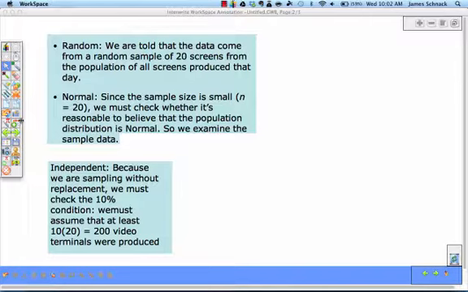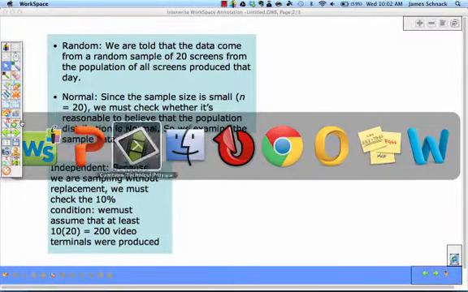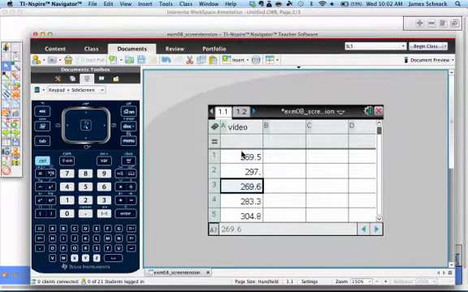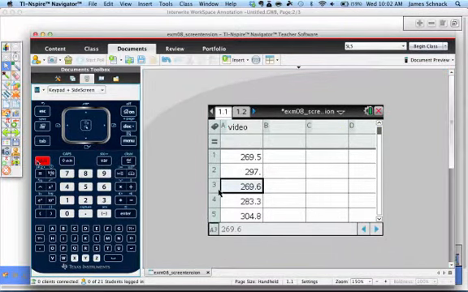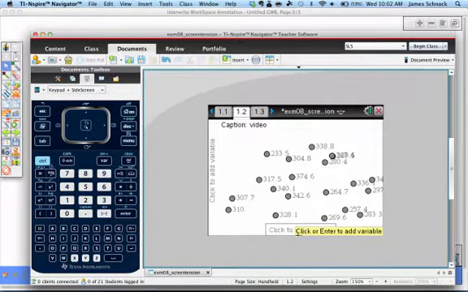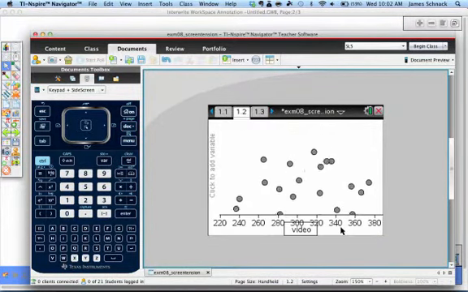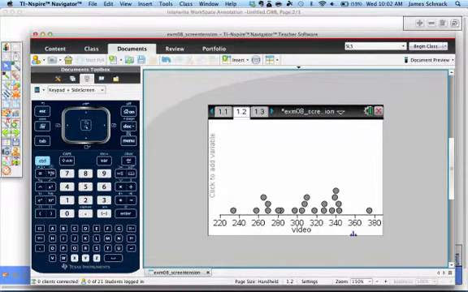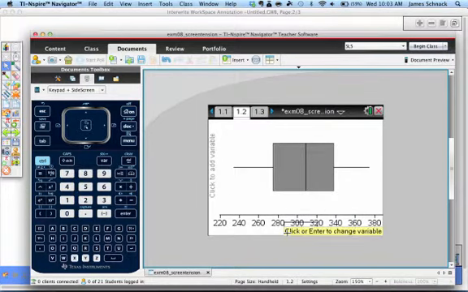So let's go to our calculator. We need to check whether or not our distribution is normal. So here's our data. I'm going to insert a data and statistics page, and let's look at a dot plot. Doesn't look like there are any outliers. If we look at a box plot, it looks fairly symmetric.